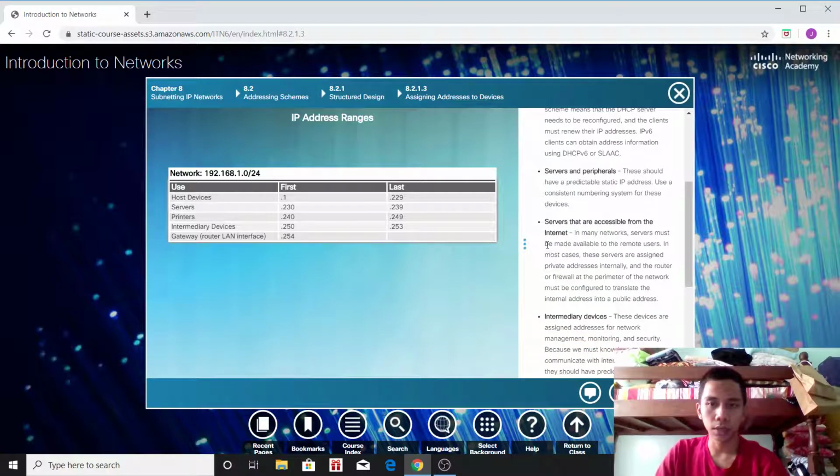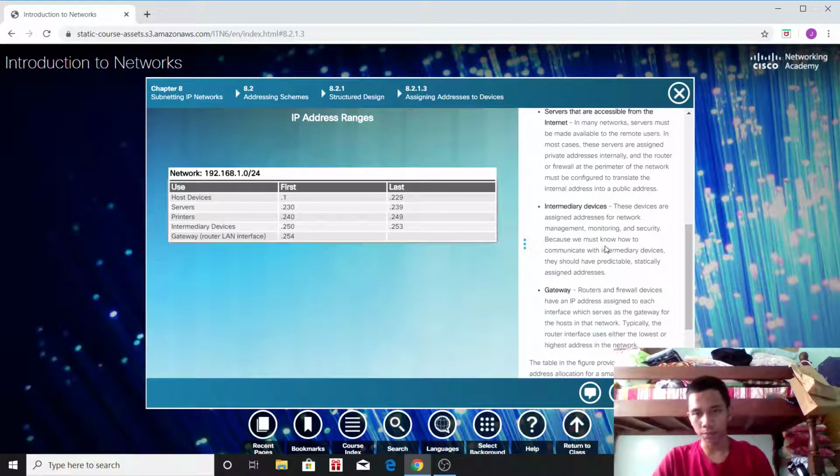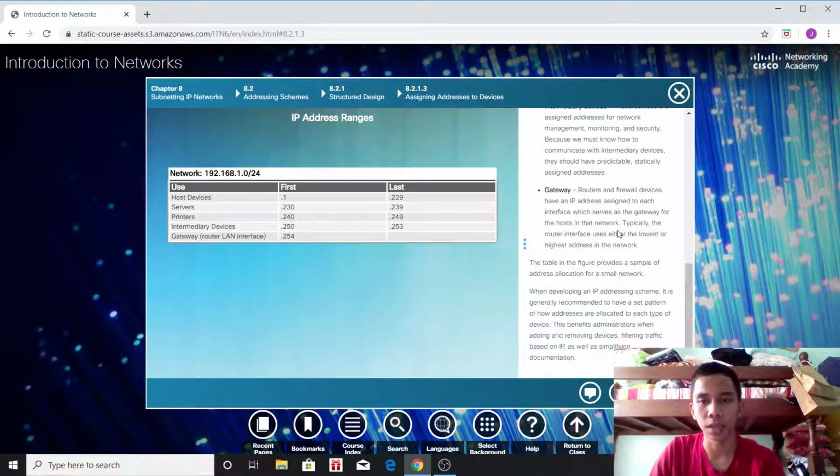Servers that are accessible from the internet must be made available to remote users. Intermediary devices are assigned addresses for network management, monitoring, and security, and gateway routers and firewall devices have an IP address assigned to each interface, which serves as the gateway for hosts in that network.